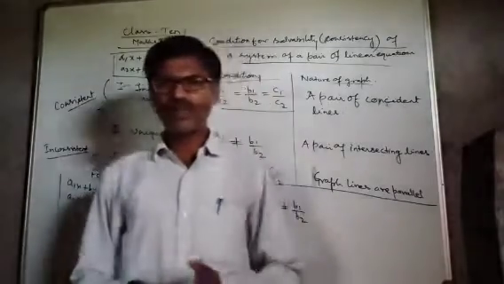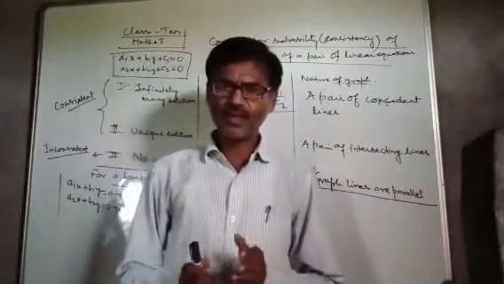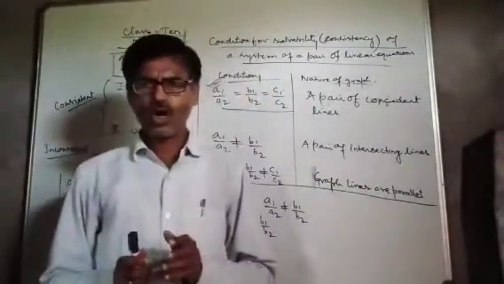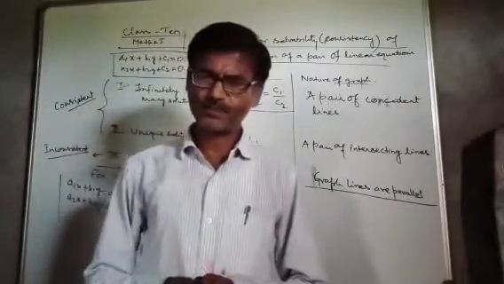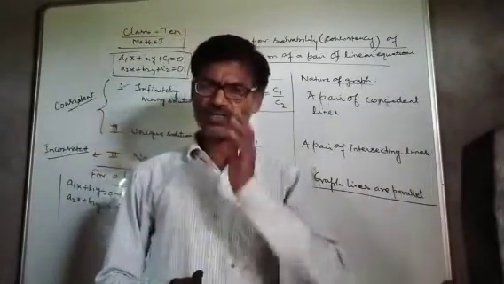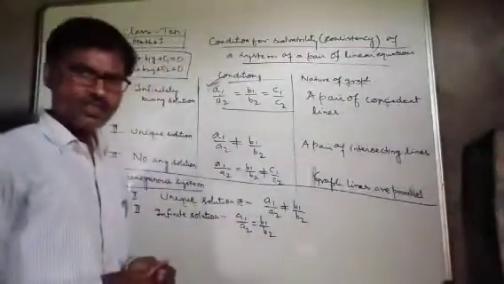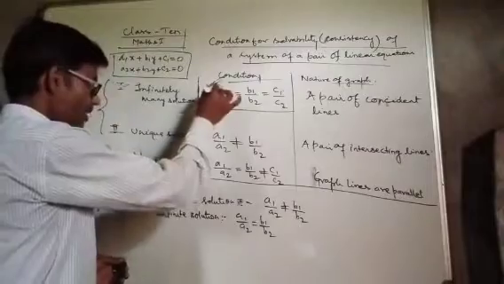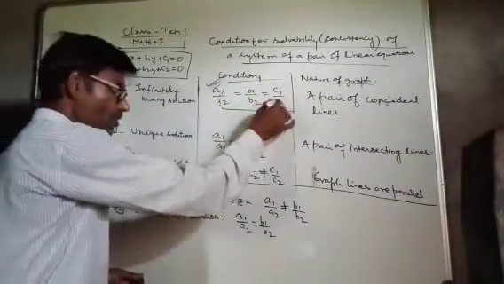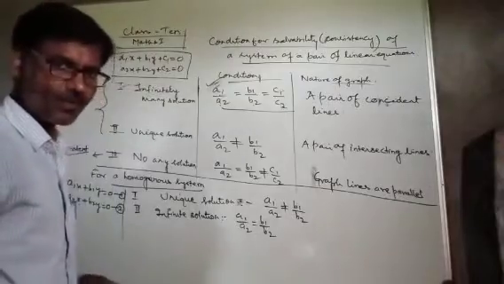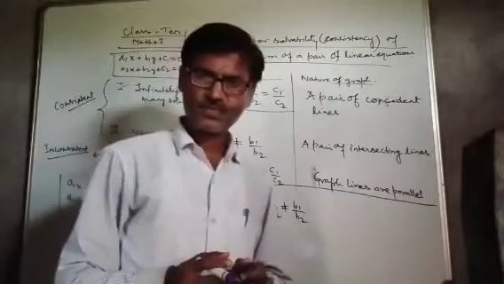In this video I will discuss different conditions for solvability or consistency of a pair of linear equations in two variables. There are three such conditions. First condition is a1 upon a2 equal to b1 upon b2 equal to c1 upon c2. This is the condition for infinitely many solutions.